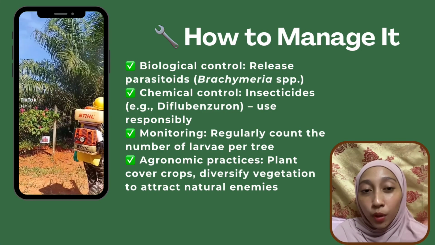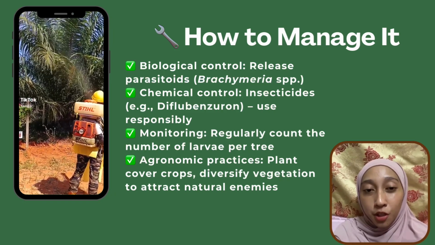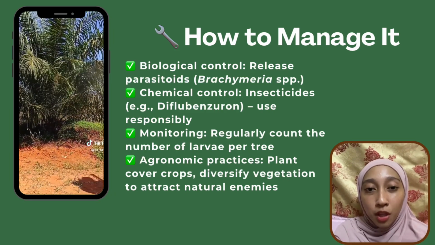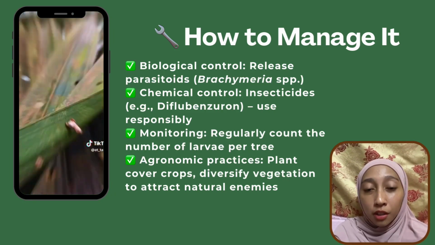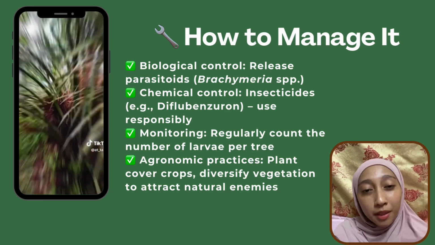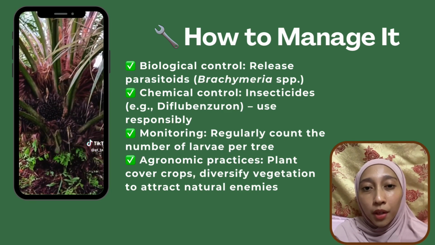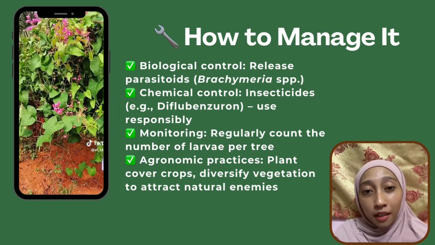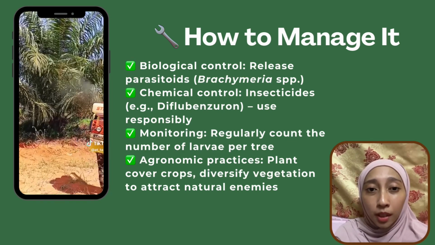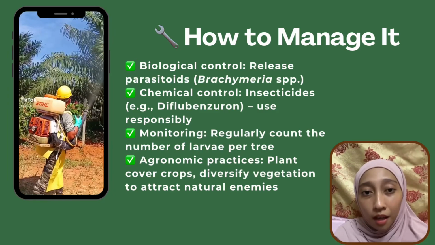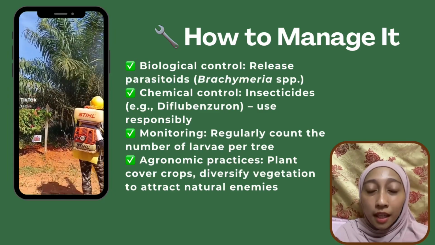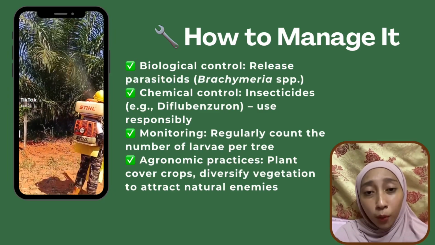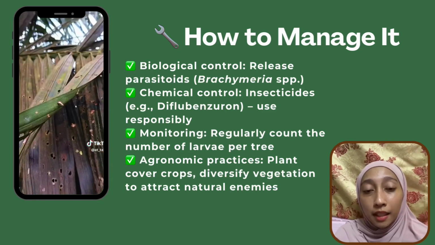Now, let's look at how bagworm is managed. There are a few approaches. First is biological control. This is the most environmentally friendly way. We can release parasitoid insects such as Brachymeria spp, including Brachymeria carinata. These parasitoids lay eggs inside the bagworm larva, eventually killing them.